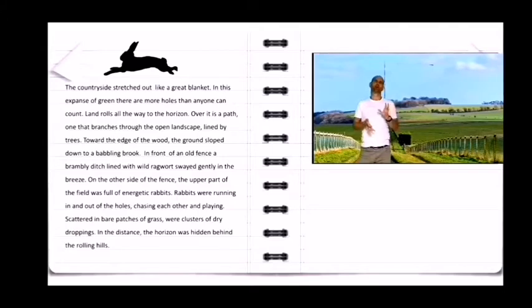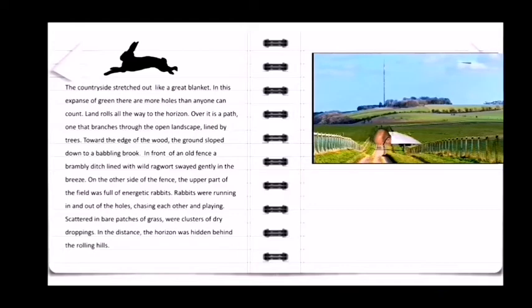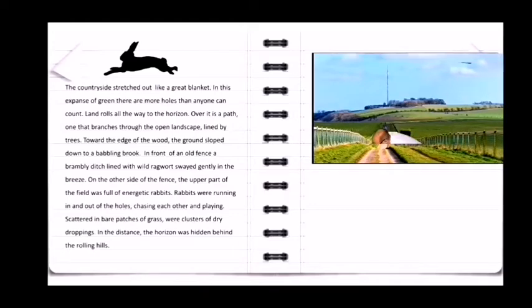As you can see, I've used the extract from Watership Down. I've used some of the nouns that I think would be in there, and I've just used my own vocabulary. So I'm just going to read this with you now. The countryside stretched out like a great blanket. In this expanse of green, there are more holes than anyone can count. Land rolls all the way to the horizon. Over it is a path, one that branches through the open landscape, lined by trees.